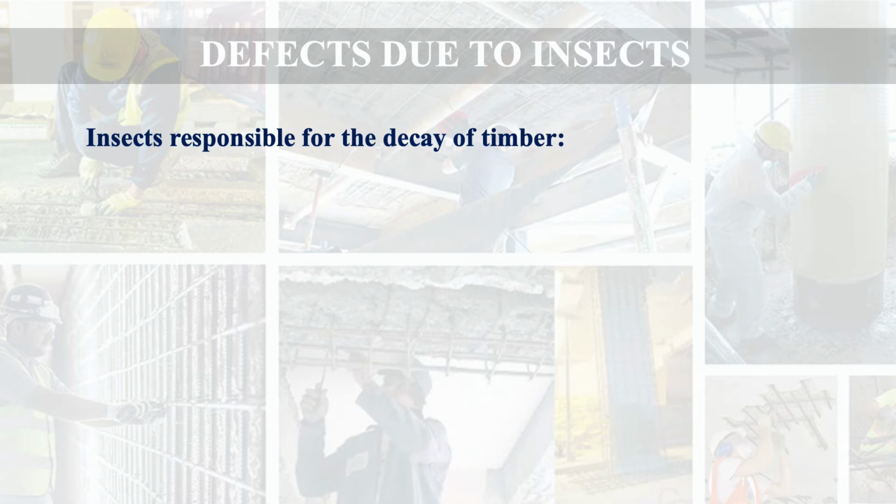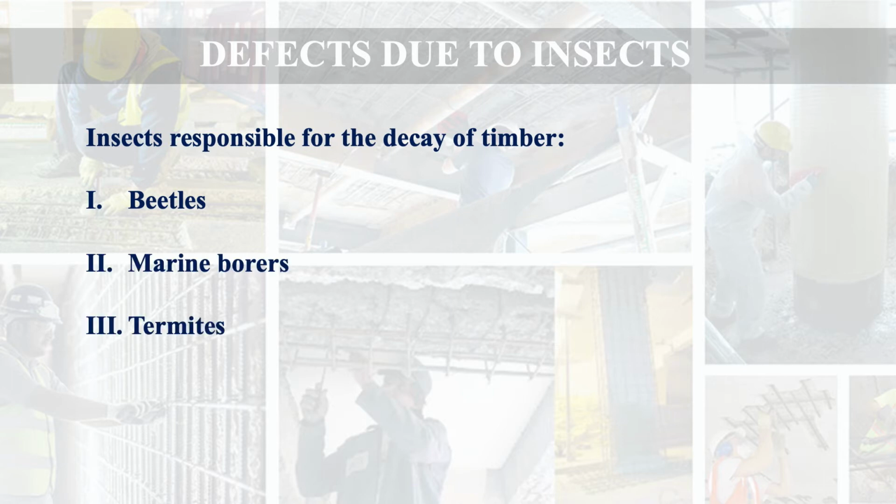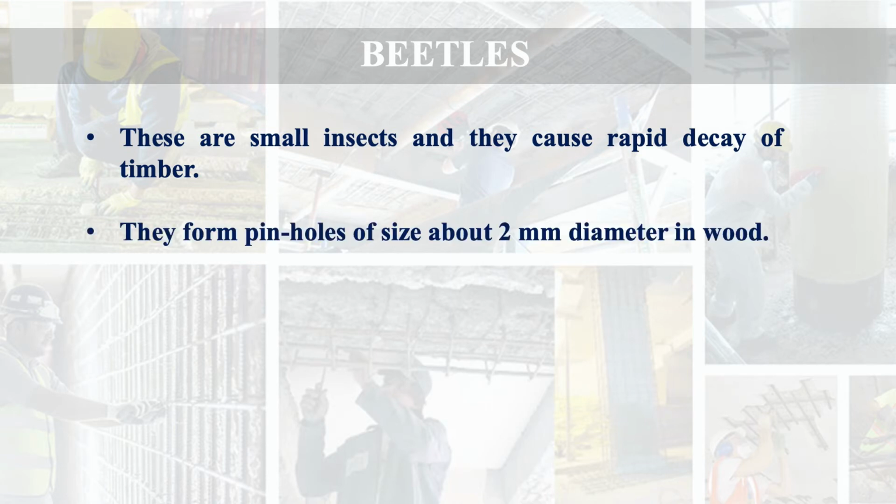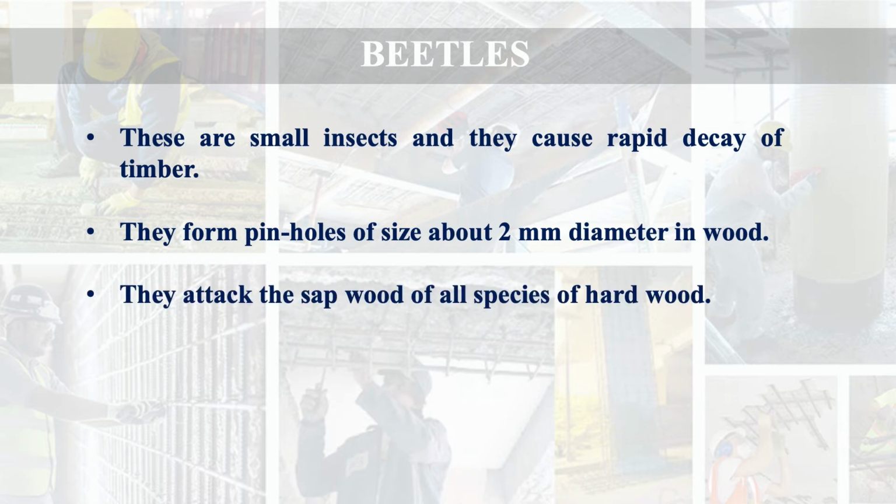Now, let us move to the defects due to insects. Insects responsible for the decay of timber are beetles, marine borers, and termites. These are the three main insects. So let us begin with beetles. Beetles are small insects and they cause rapid decay of timber. They form pinholes of size about 2 mm diameter in the wood. They attack the sapwood of all species of hardwood.